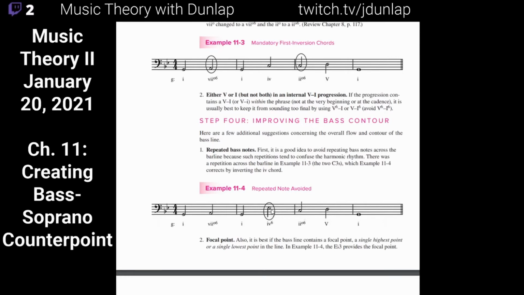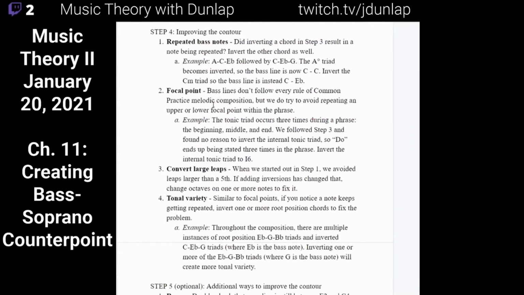Or in simpler terms, C, E, G, A, C, E. We go with the third of both of those, or else we're repeating the C's. So up here we've got the repeated C's, and down here we've got the third of C being an inversion. Now what else? Do we have any focal point issues? So we don't follow every rule of common practice melodic composition in bass parts, but we try to follow as many as we can. So we try to avoid repeating an upper or lower focal point within the phrase.